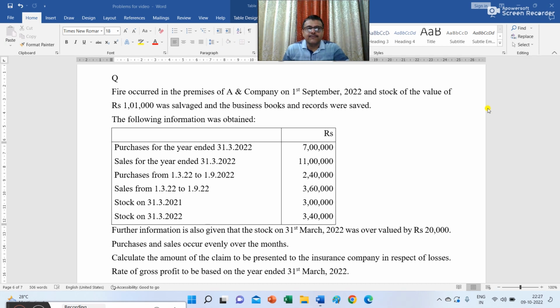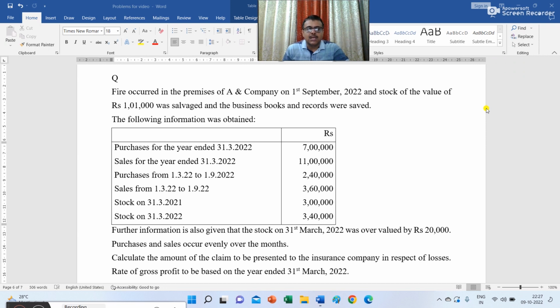Stock on 31st March 2021, 3 lakh. Stock on 31st March 2022, 3,40,000. Further information is also given that the stock on 31st March 2022 was overvalued by rupees 20,000. Purchases and sales occur evenly over the months.